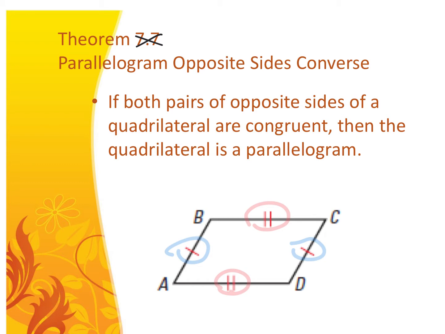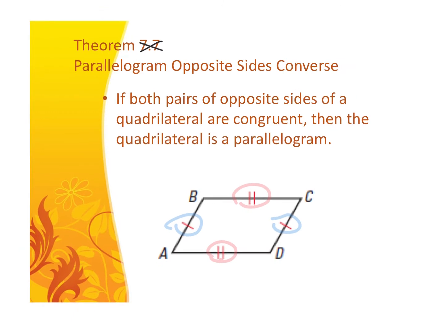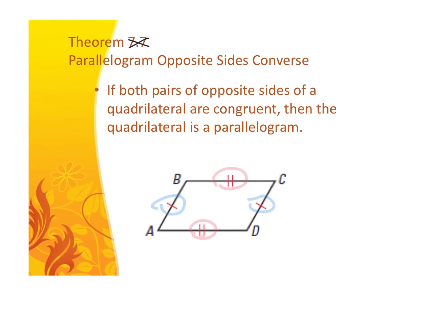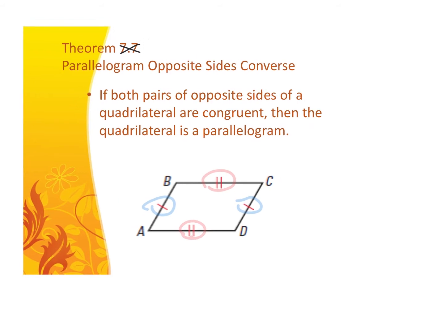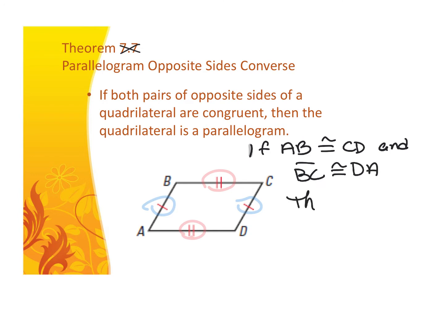So if you were asked to write an if-then statement based on the picture, what we could state here is that if AB is congruent to CD and BC is congruent to DA, then ABCD is a parallelogram.